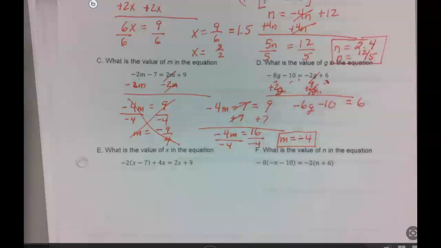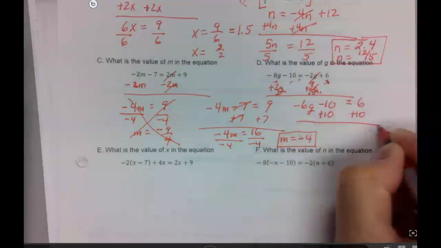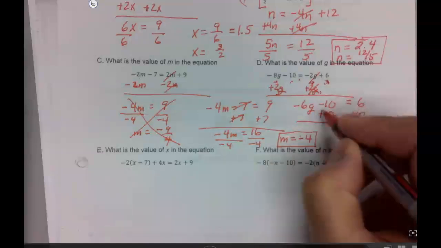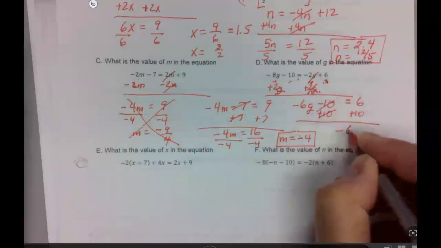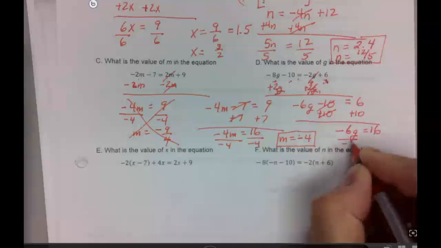Now what are we going to do next? Ash? Add 10 to both sides. Because we want to get all the constants, the numbers that don't have a variable, all on one side. Cancel, cancel. So I have negative 6g equals 16. And then what are we going to do next, McKinley? Divide by -6.